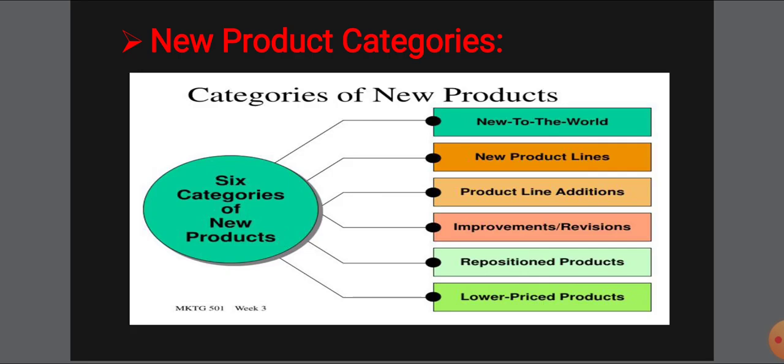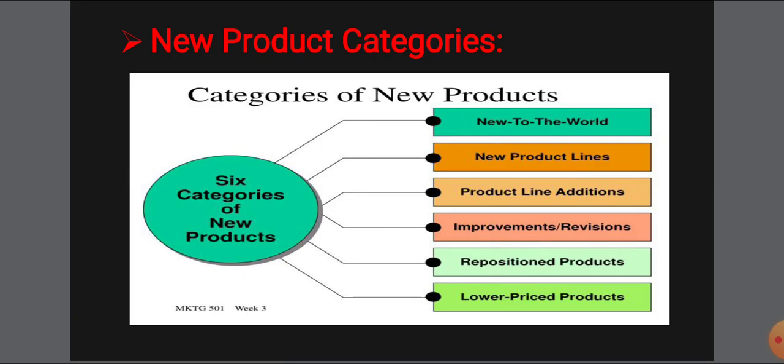According to the feedback from the consumers, some improvement will be done in the same kind of product, and it is again launched; that is the revised version or improved version of that product. The next is the repositioned product. For example, the same product is launched, but its positioning is done in a different way.